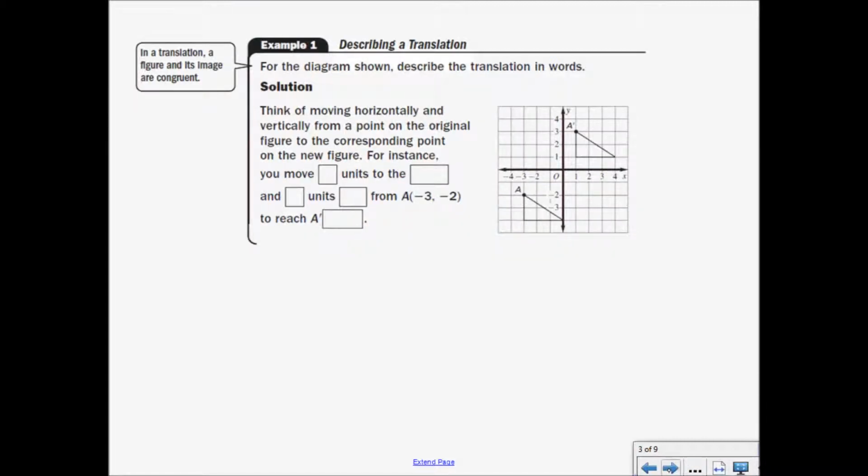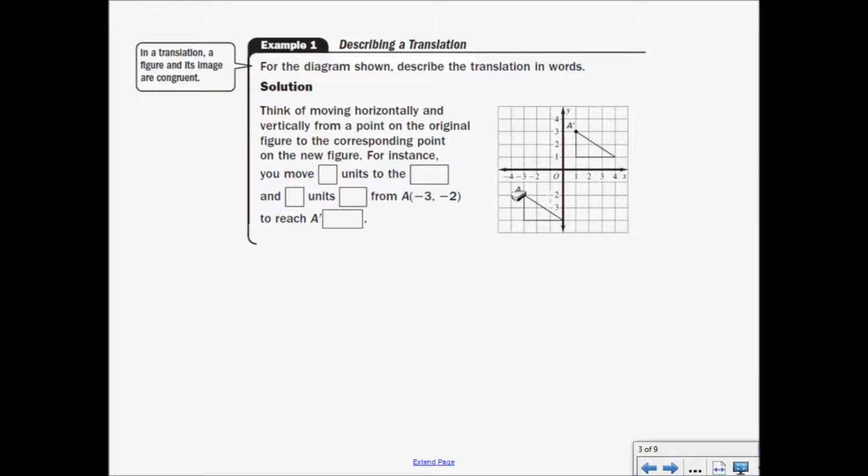Example 1, describing a translation. For the diagram shown, describe the translation in words. In a translation, a figure and its image are congruent. They look the same. Think of moving horizontally and vertically from a point on the original figure to the corresponding point on the new figure.